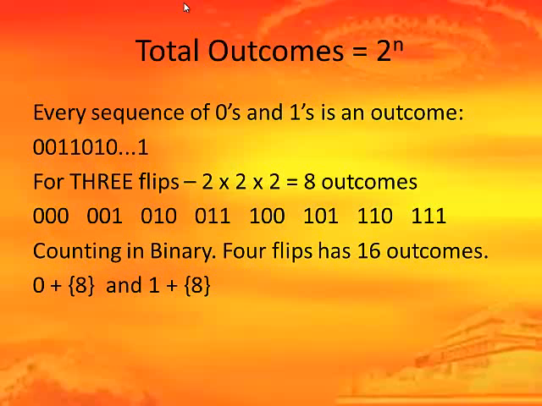So just to illustrate, if you have just 3 flips of a coin, then you have 2 times 2 times 2, 8 outcomes, and they are listed over here: 0 0 0, 0 0 1, 0 1 0, 0 1 1, 1 0 0, 1 0 1, 1 1 0, and 1 1 1. Does anybody recognize the sequence? This is actually all 8 outcomes of a coin, but it is also something else that you should know from your mathematics courses.